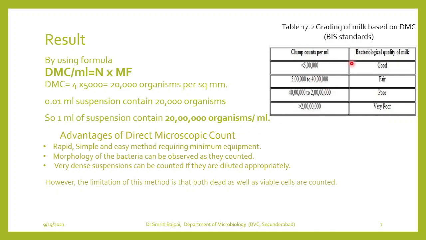This is the grading of milk based on the BIS standard, like what is the quality: good, fair, poor, or very poor. That is on the basis of the number of organisms present in 1 ml of the sample. Now there are many advantages of the direct microscopic count. It is a rapid method, morphology can also be observed, and dense suspensions can also be counted if the dilution is done properly. One limitation is there: along with the living, viable cells, dead cells are also counted.